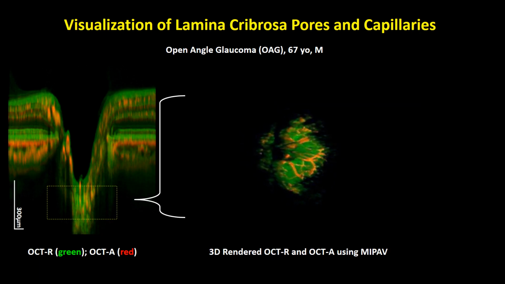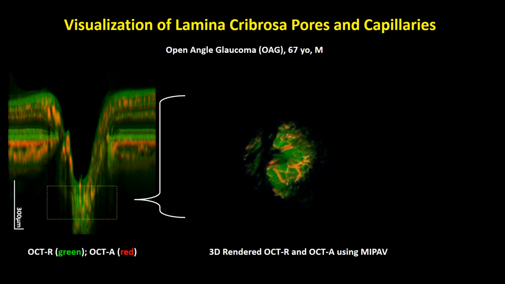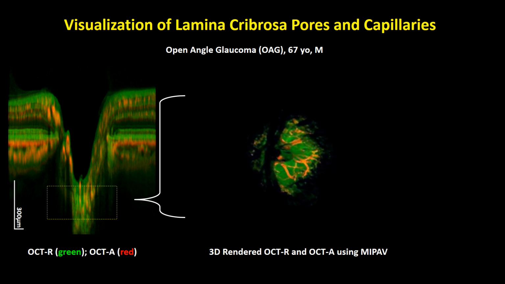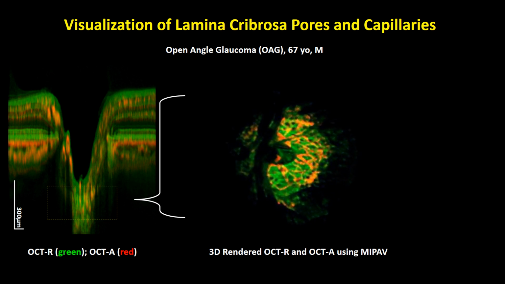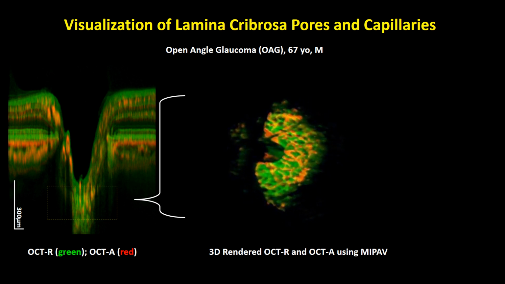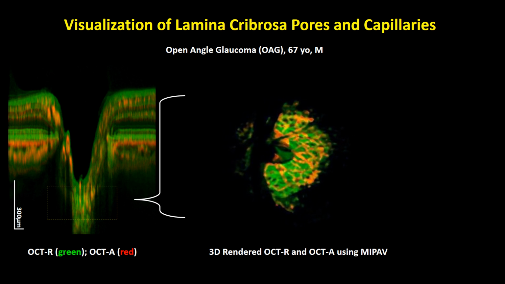Using our image processing approach, we are also able to visualize the spatial relationship between the lamina cribrosa and its capillary network. And this is a 3D rendered lamina cribrosa structure, which is colored in green, and the corresponding capillary network, which is colored in red in a patient with glaucoma.